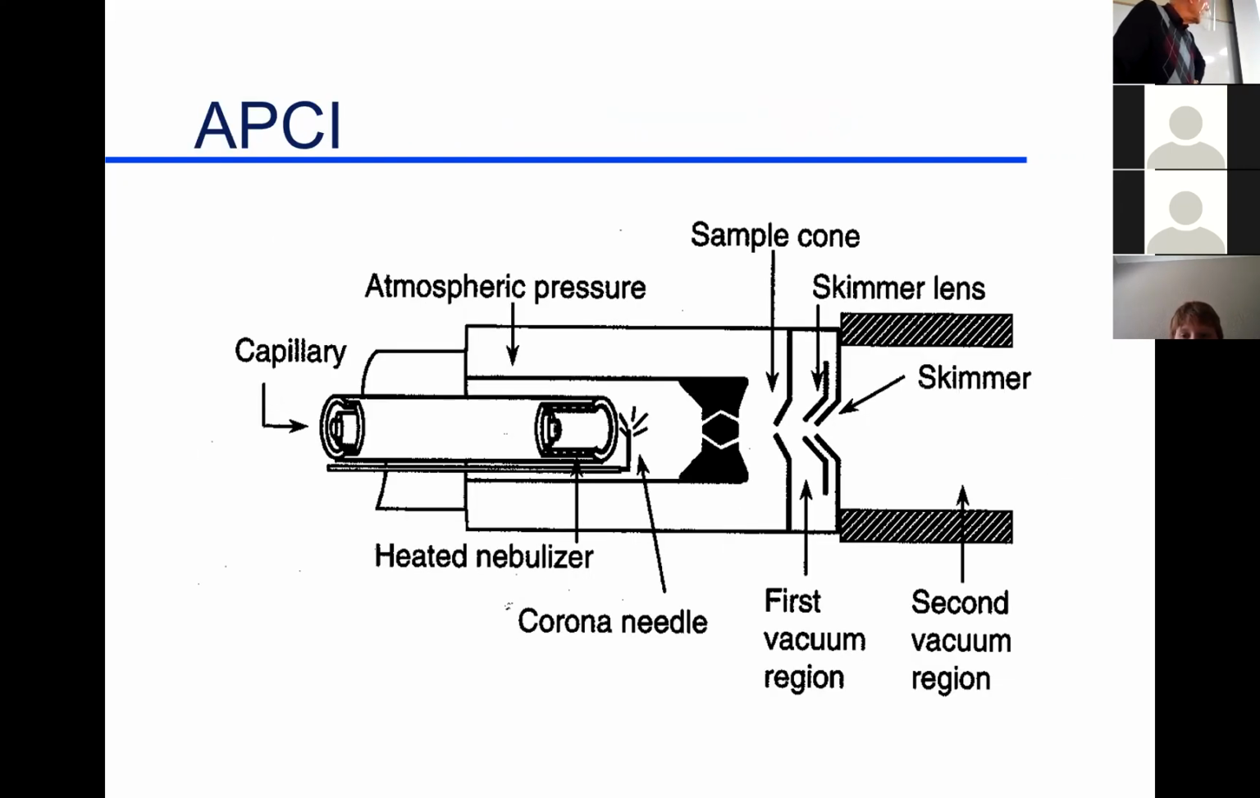I do something a little bit different. I'm interested in what's in the gas phase. So this type of source here is called an atmospheric pressure chemical ionization inlet source. It's somewhat similar to what you just saw for the ESI, but a little bit different. In that case, we don't have a liquid.